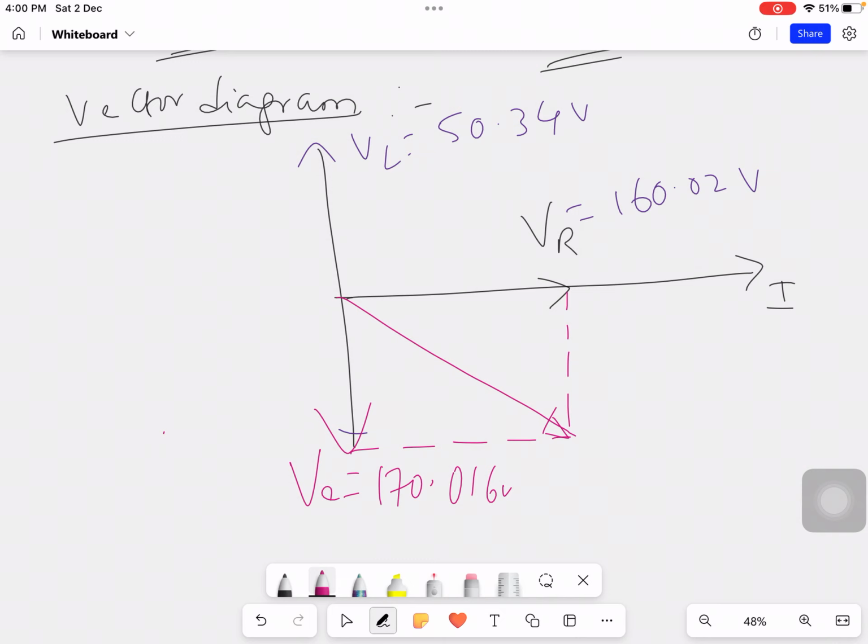So the angle between the voltage and the current is how much? Cos phi is 0.8012. So you will get around 36.75 degrees. So take the value, you will get around 36.75. So this is the resultant. This V is nothing but VR plus VL plus VC. This is VC. VC is equal to 170.016 volts.